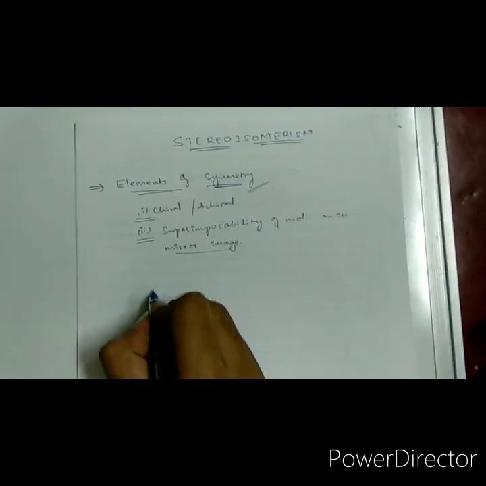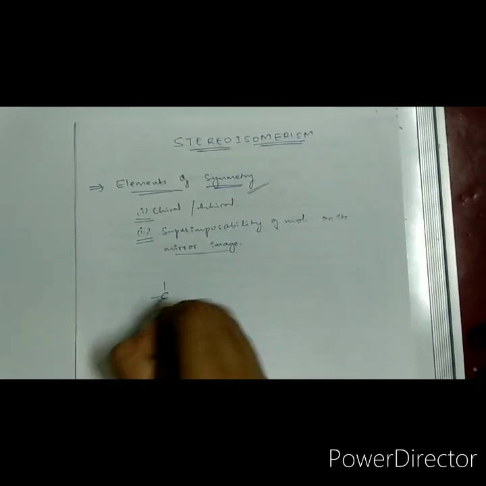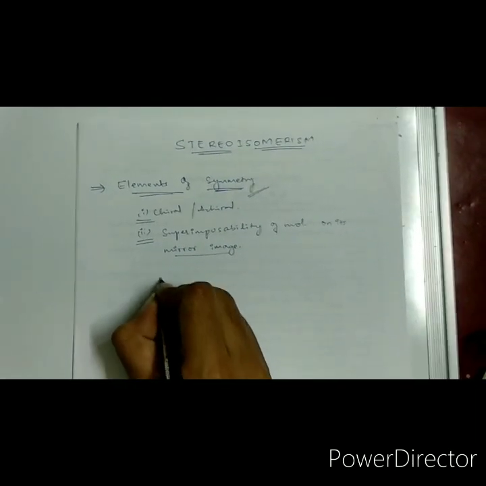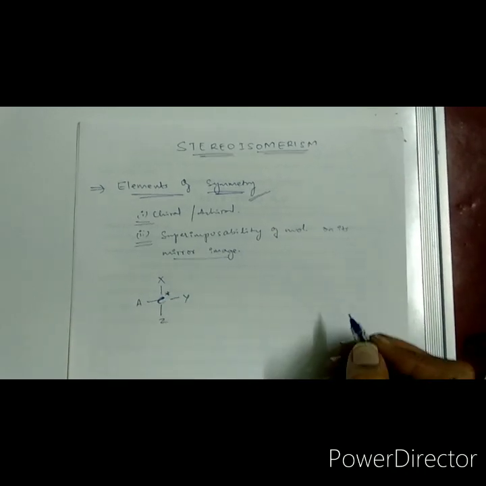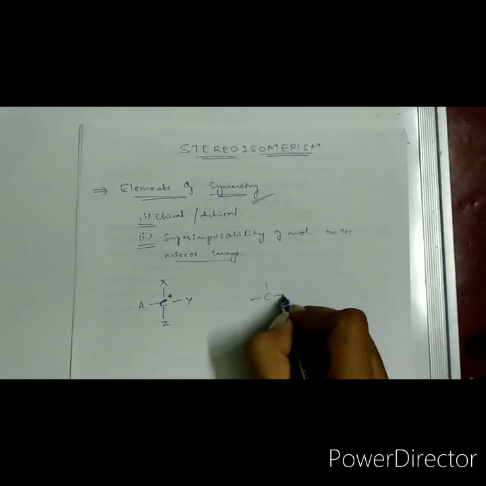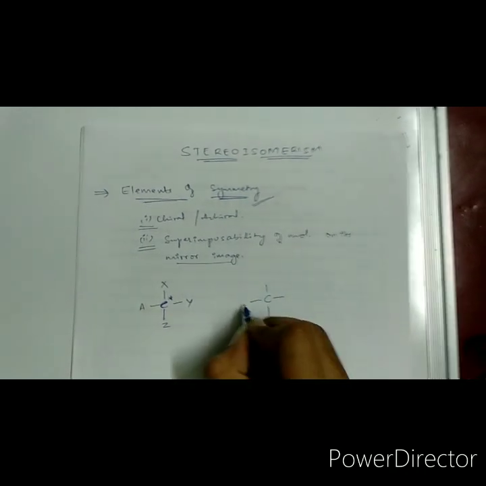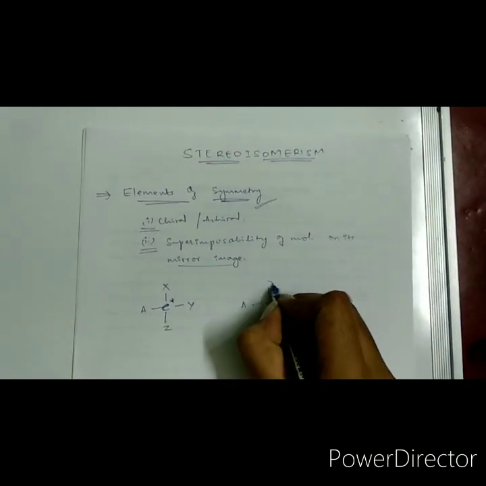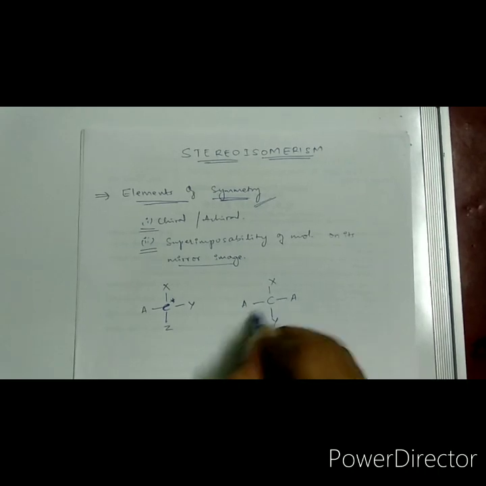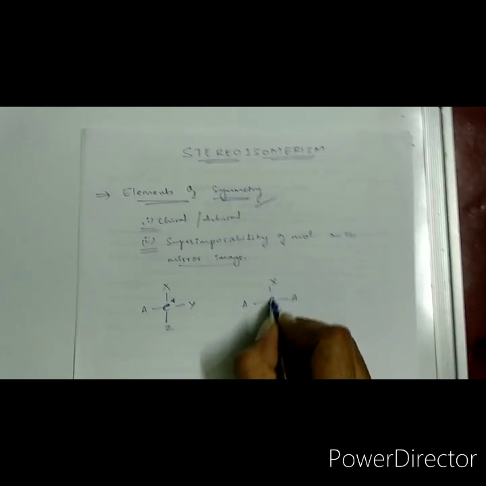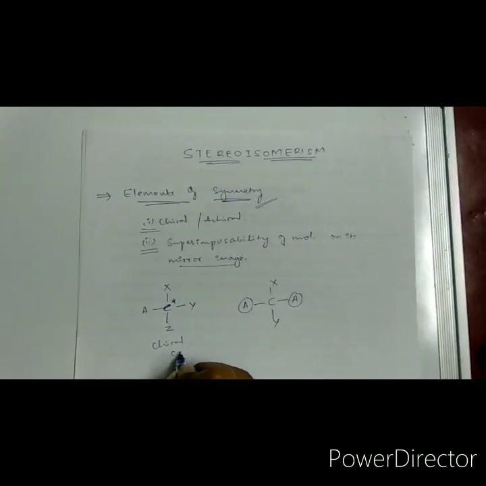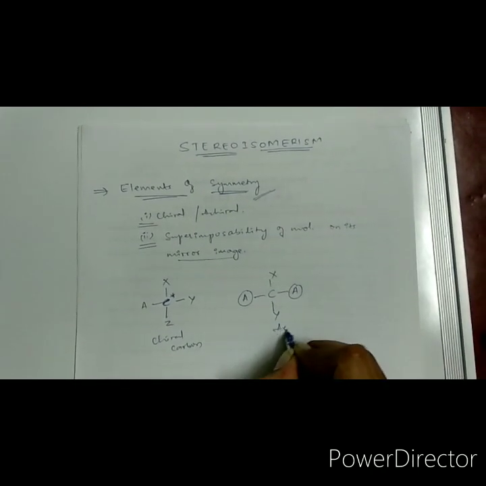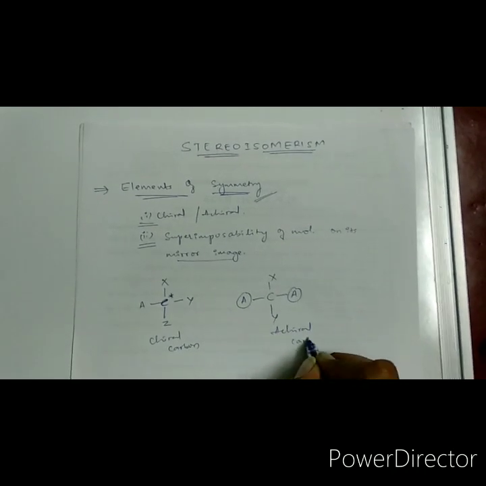So what are chiral molecules, or chiral carbon? The carbon having all different atoms attached to it is said to be a chiral carbon and is denoted by a star mark. While an achiral carbon is a carbon that is not attached to all different atoms, which means it has at least two similar atoms attached to the carbon. This is known as achiral, while this is known as chiral carbon, and this is achiral carbon.